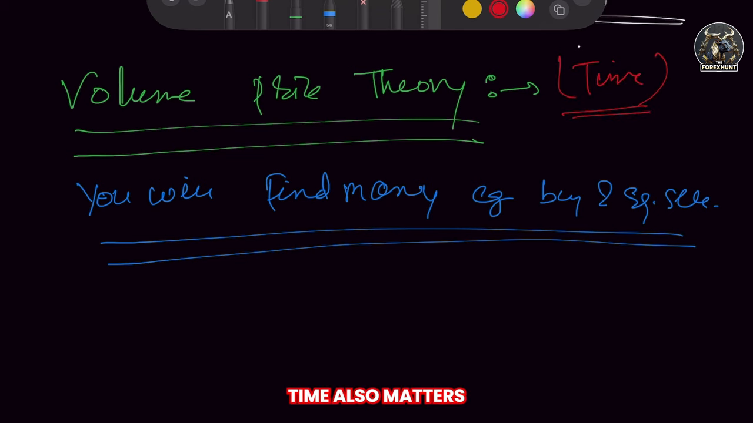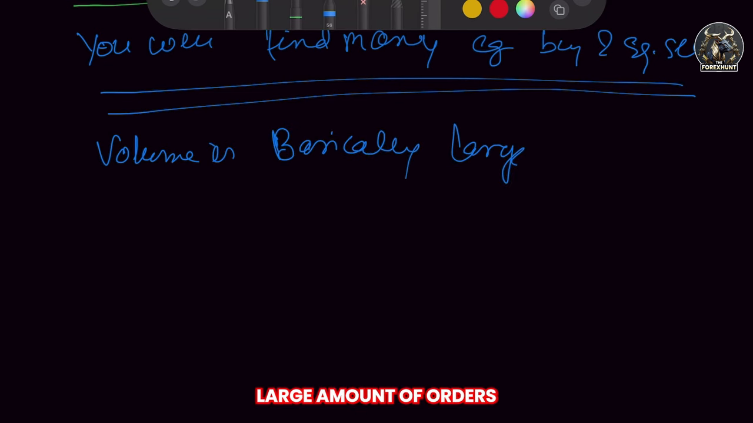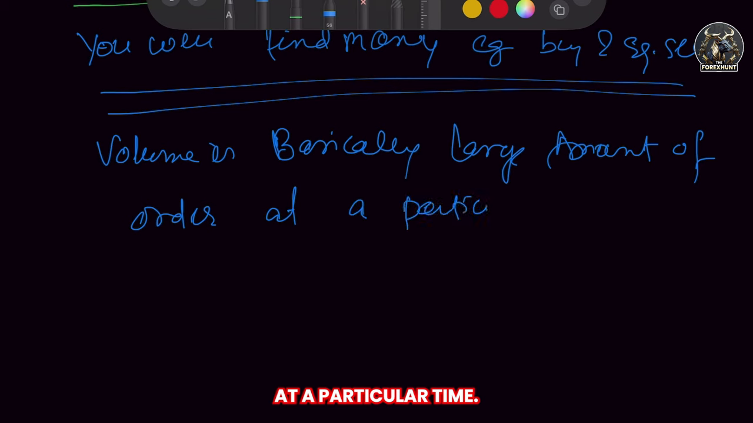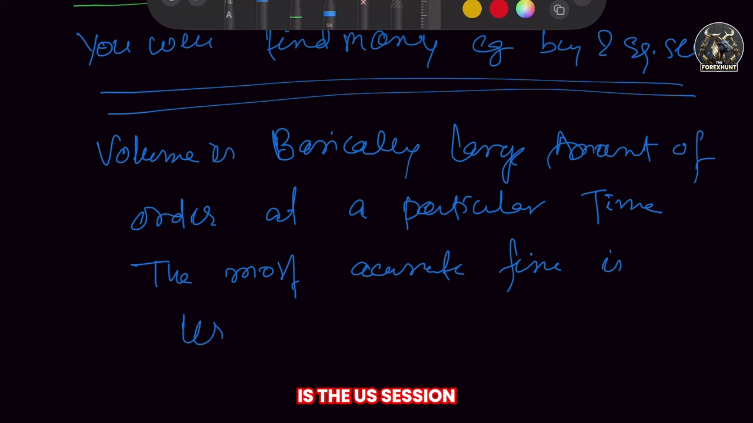Time also matters. Okay, so what is volume? Volume is basically a large amount of orders at a particular time, and the most accurate time is the US session and news impact.